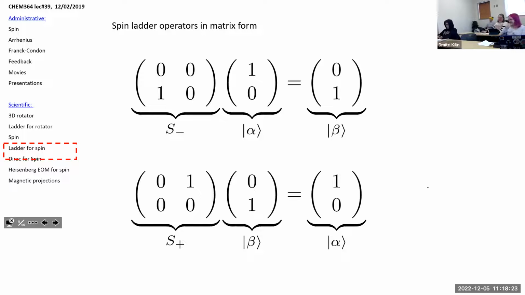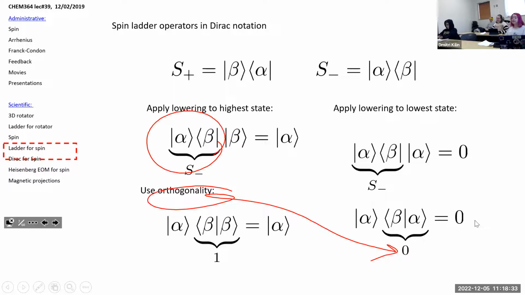So you need this, and some people like alpha and beta more than up and down, but it's just a matter of taste. The things that you did can be expressed in the Dirac notation. So going from beta to alpha, it will be S plus, and then one can look at the thing here, take the orthogonality relation, and then it will be only alpha. You see the logic, right?